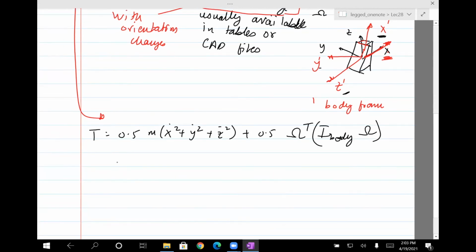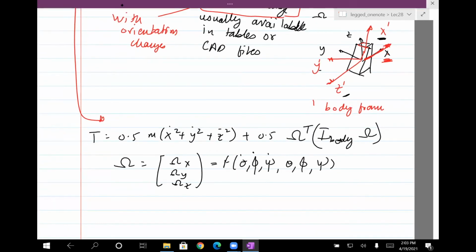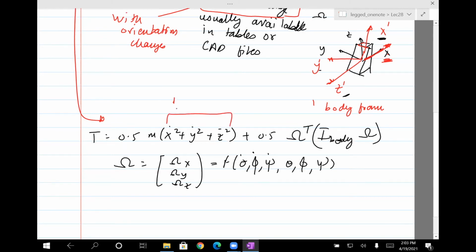Okay, where this omega is that same one which I wrote down, omega x, omega y, omega z, which is now a function of phi dot, theta dot, and psi dot, and it'll also have phi, theta, psi, right? It's basically the formula I wrote down earlier. So the interesting thing here to note is that this is in fixed frame.